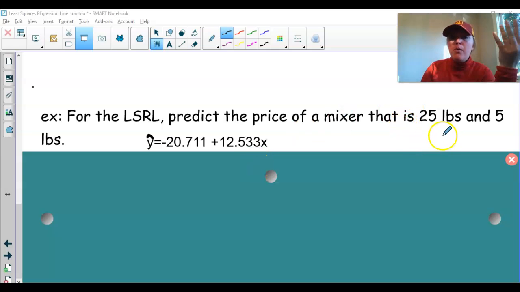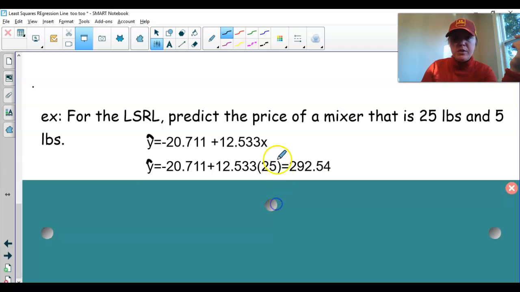And what we know is, we know that this is the weight of the mixer. Okay, so that's our x variable, right? We know one of them is going to be 25 pounds and one of them is going to be 5 pounds. So all we do, guys, is we plug it into that x value. So you can see here in the x value, I know one of my weights is 25 pounds. I just plugged it in, typed it in my calculator, and we'd say, hey, when the weight of a mixer is 25 pounds, we would predict the value to be $292.54.